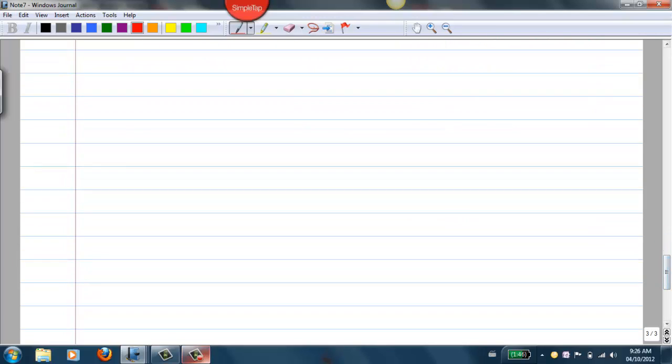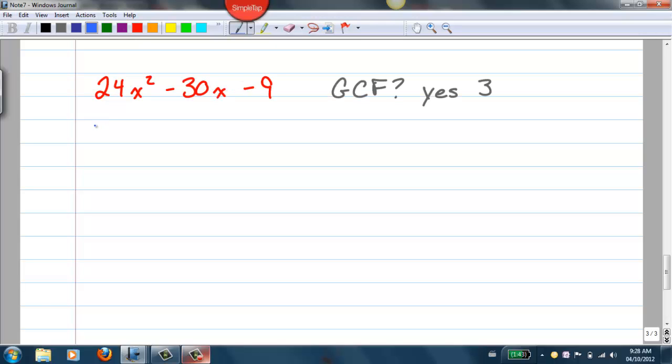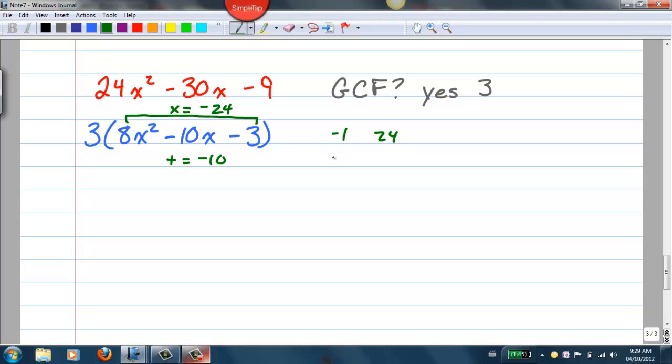24x squared minus 30x minus 9. Next question. Greatest common factor? Yes, this time. So we pull out the 3 and put the trinomial in a set of brackets. Then we treat it like before. Two numbers that multiply to give whatever 8 times negative 3 is, and add to give whatever negative 10 is.